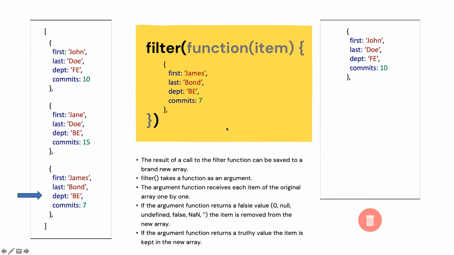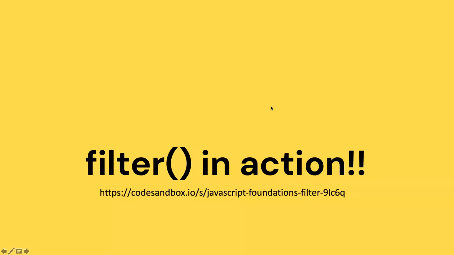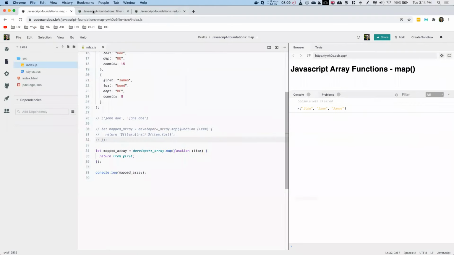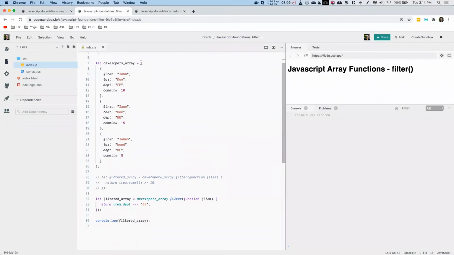And similarly, if the third item returns true or any of the truthy values, it is retained in the array. Okay. And I have prepared, again, a very simple example of the filter function. Again, I haven't used the same array, so it's simple for us.